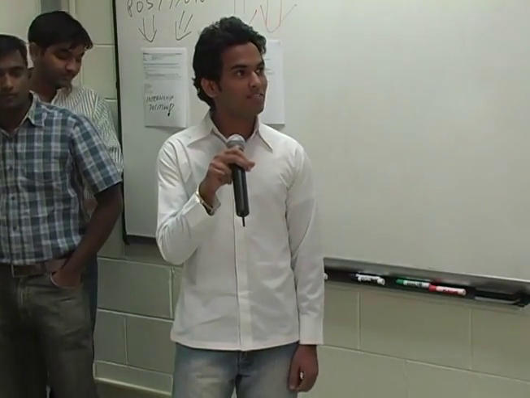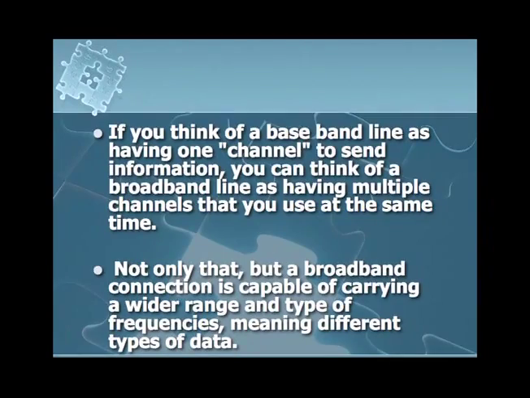If you think of a baseband, it has only one channel to send the information. When you think of a broadband, it has multiple channels so that the data can be transferred fast.